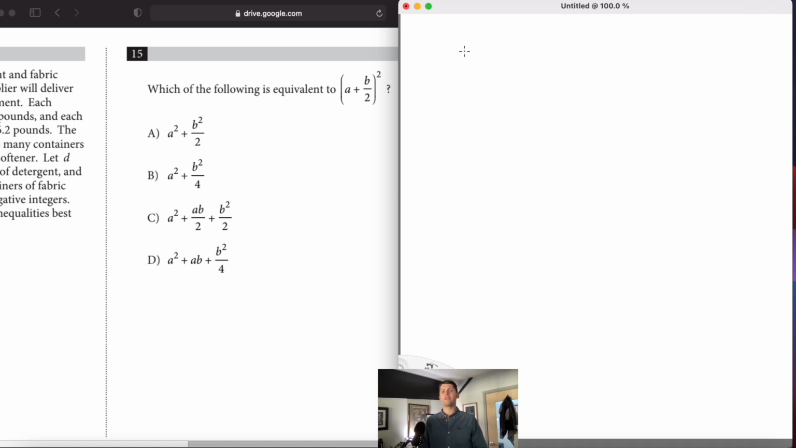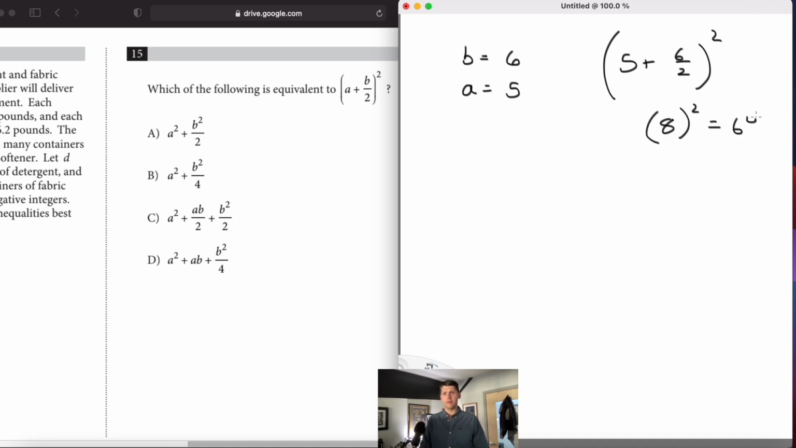B's got to be an even number, so that's easy to work with. Let's pick B is 6. And then let's make A 5. So that way we get (5 plus 6 over 2) quantity squared. And that's 8, right? 5 plus 3 is 8. 8 squared is 64. We're looking for 64. That's about as big a number as I would want to deal with.